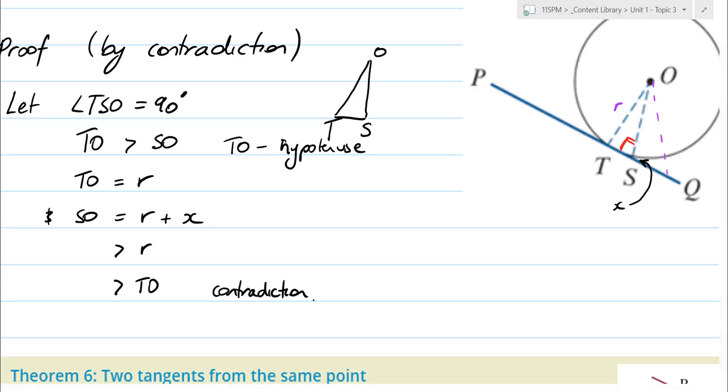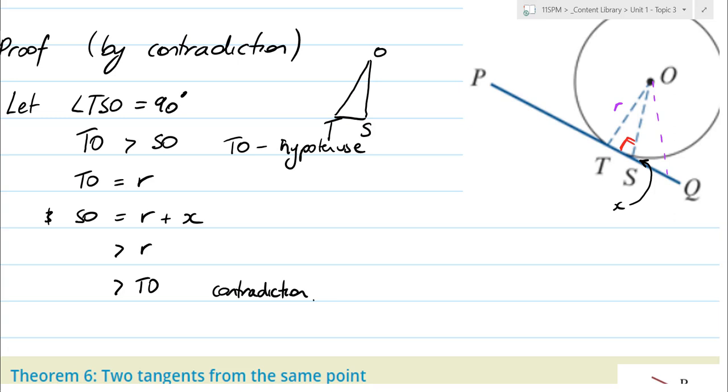So I'll just summarise that very quickly again, because this is a good practice of contradiction in chapter 8. To do a proof by contradiction, we start by assuming that the opposite statement is true, the negated statement. So we say, okay, if OTQ is not a right angle, there must be some other point that forms a right angle. We'll call it S, and we'll make that a right angle. So OSP is a right angle.